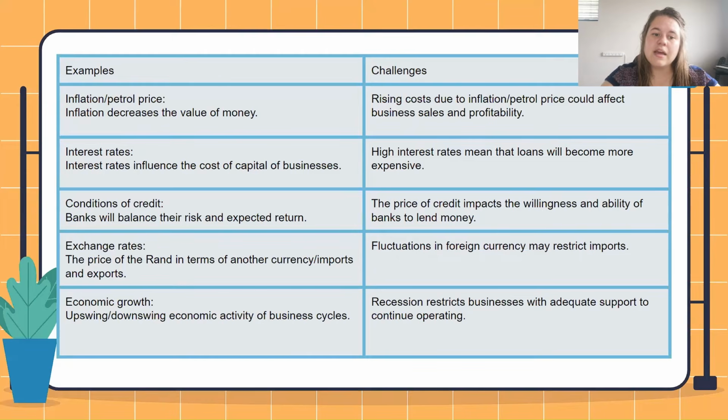So inflation, like the petrol price. Inflation decreases the value of money. Okay, we spend more on fewer goods. So a basket of groceries that cost 500 Rand, let's say 20 years ago, could give us 30 items. Nowadays, it can give you maybe 10. That's what we're talking about when we talk about inflation. So rising costs due to inflation or petrol price could affect business sales and profitability, as the example I just used.